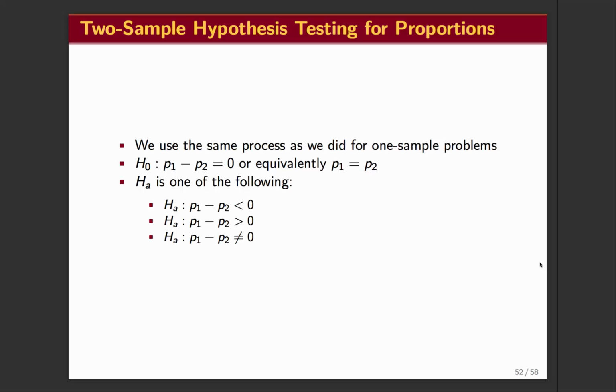So if we have this process, right? Just like the situations before, we know that if our null is that there's no difference between the proportions, when we look at the confidence interval, we want to know, is zero contained in the interval or is it not?